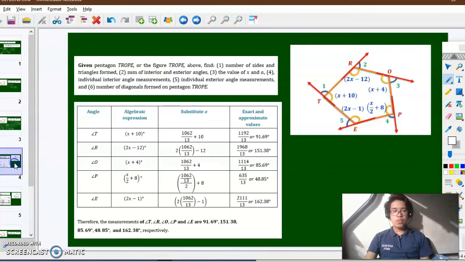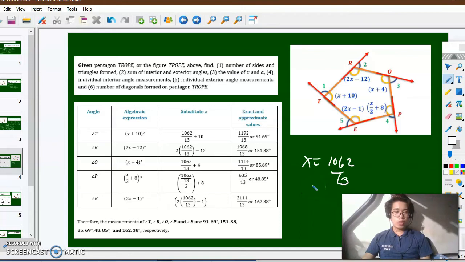Now we want to find the specific measurements of each of the interior angles in the pentagon TROPE. We do that by substituting the value of x, which is 1062 over 13, into each of the angles. For angle T, that's x plus 10, so 1062 over 13 plus 10. The answer is 1192 over 13, or 91.69 degrees as a decimal.